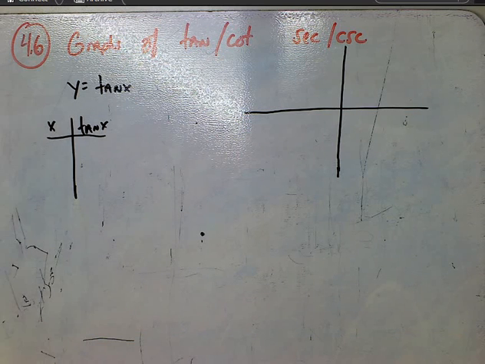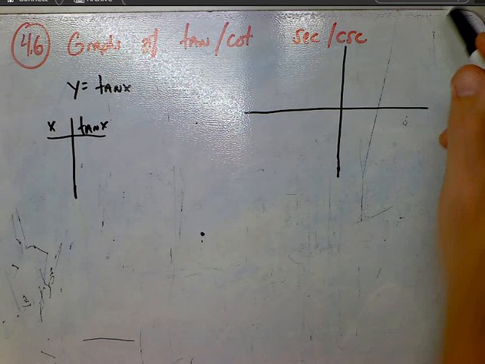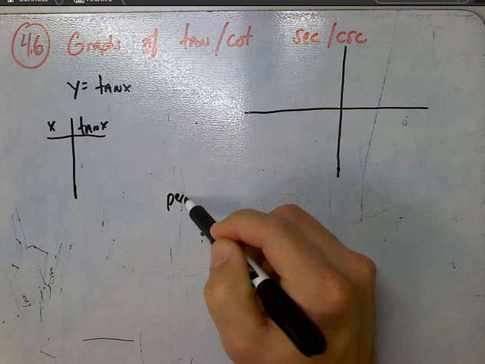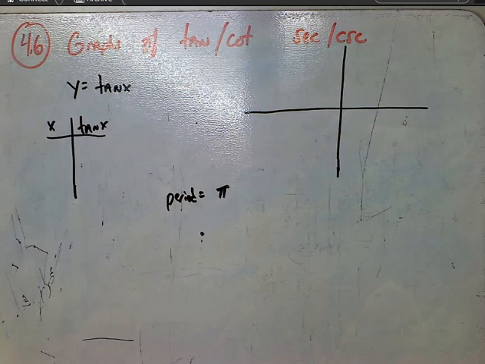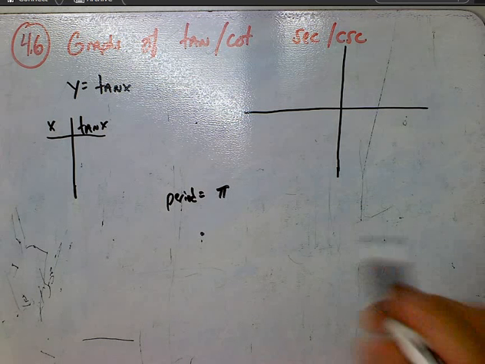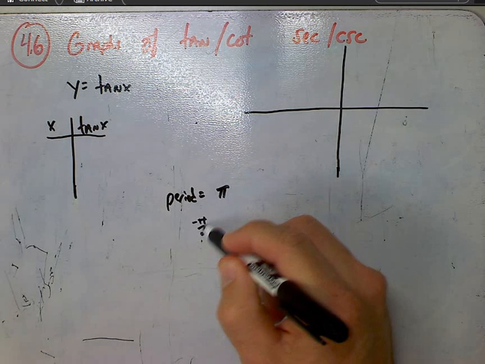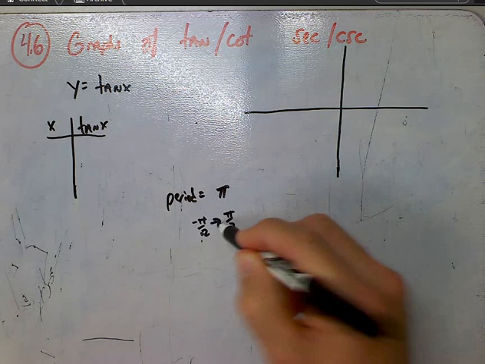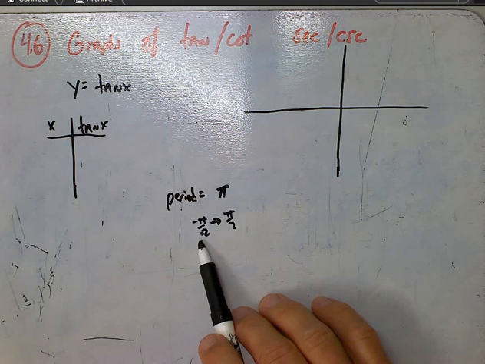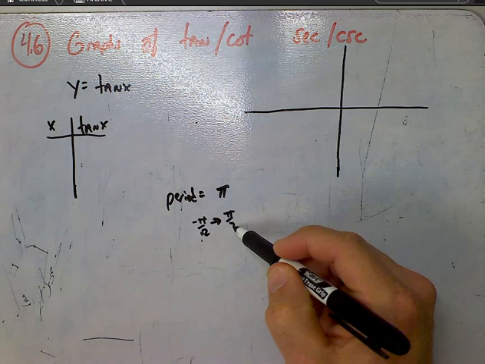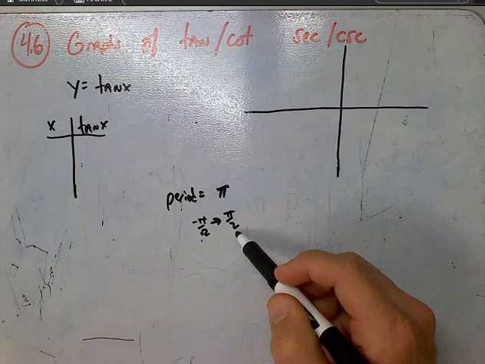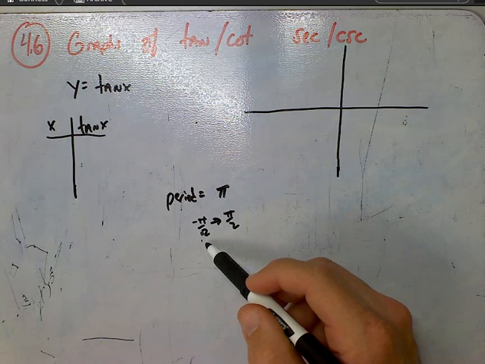4.6, graphs of tangent, cotangent, secant, cosecant. We're going to start with the tangent of x. The first thing we got to know is that the period length is just pi, okay? And it goes from negative pi over 2 to pi over 2. At negative pi over 2 and pi over 2, the reason why the period length is that is because the tangent of pi over 2 is undefined, and the tangent of negative pi over 2 is also undefined.